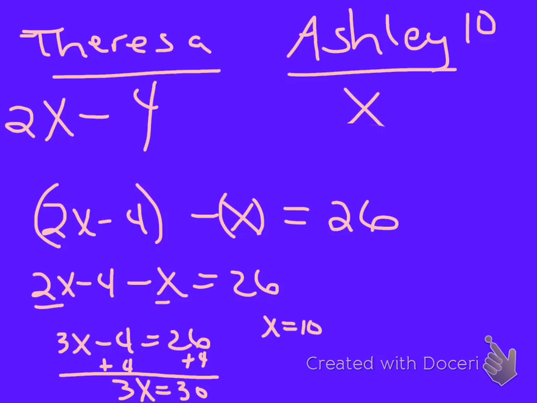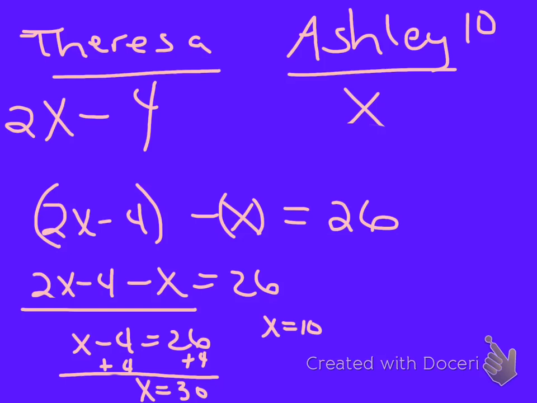So, I have absolutely no idea. We did something up here wrong. 2x minus x is not 3x. 2x minus x isn't 3x. It's how many x? It's just plain x. So we need to fix that. And so x is 30. Ashley is 30, not 10.